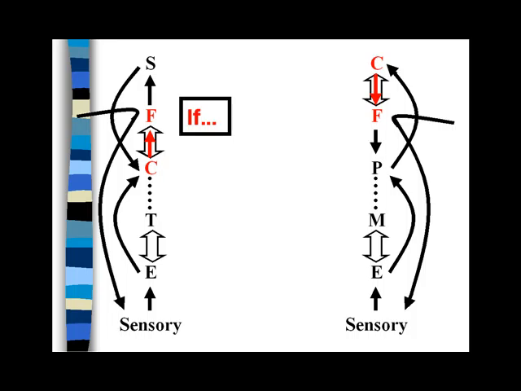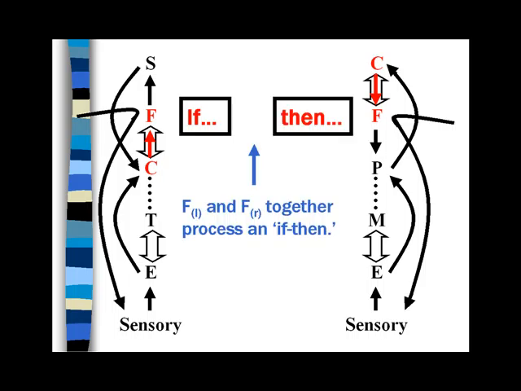Summarizing, FL appears to process the if of a CL-initiated if-then, and about a second later, FR will then process the then. Now, let's not forget a very important condition. FL and FR will do these tasks if these twin facilitator regions have become cognitive within the mind.